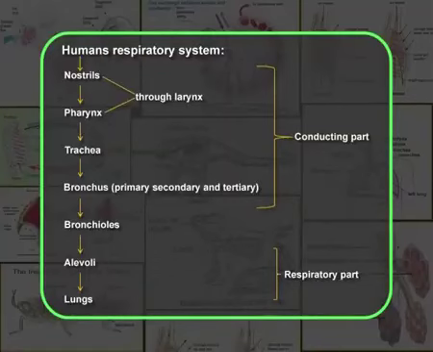So, the human respiratory system, as I have discussed earlier also, starts with nostrils, then goes to the pharynx through the larynx, then trachea and bronchus. Bronchus divides into primary, secondary and tertiary. This is the conducting part of the respiratory system. Then bronchioles, alveoli and lungs form the respiratory part of the system.